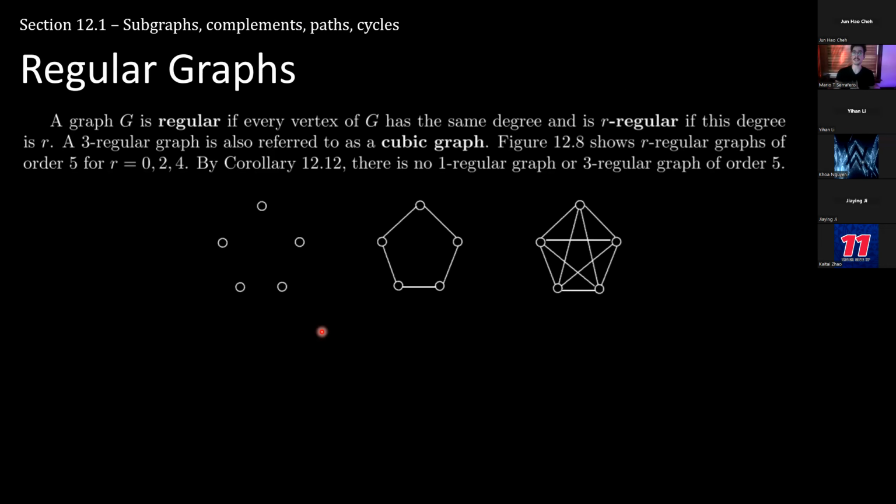And then we have this notion of a regular graph. So a graph G is regular if every vertex of G has the same degree. Remember, the degree is the number of neighbors of the vertex. And we call this graph R regular if the degree happens to be R. So for example, here we have a zero regular graph because none of the vertices have any neighbors, and they all have the same number of neighbors, namely none. Here we have a two regular graph because every vertex has 2 neighbors. And here we have a 4 regular graph.